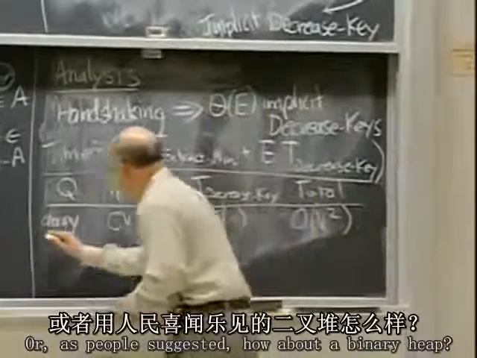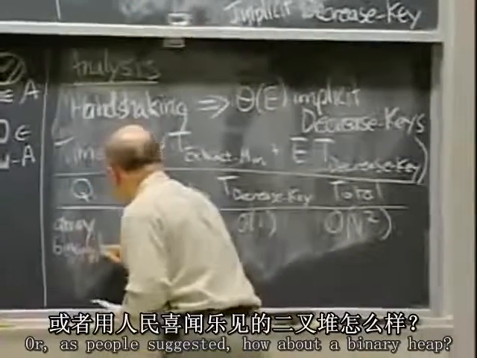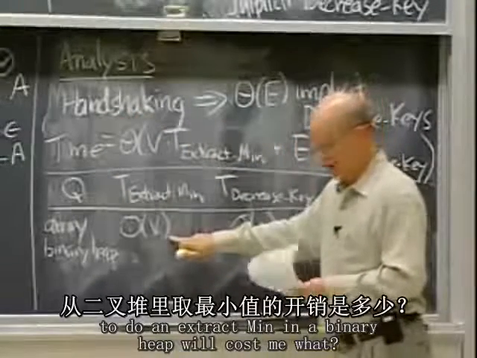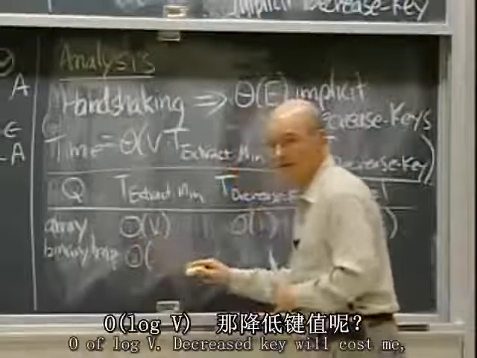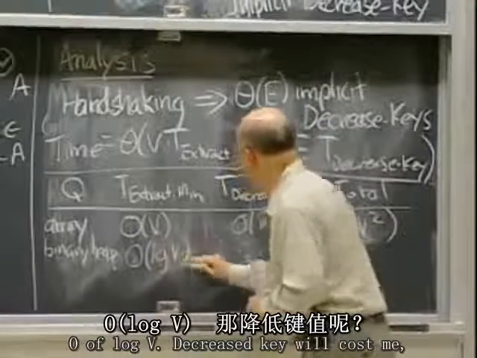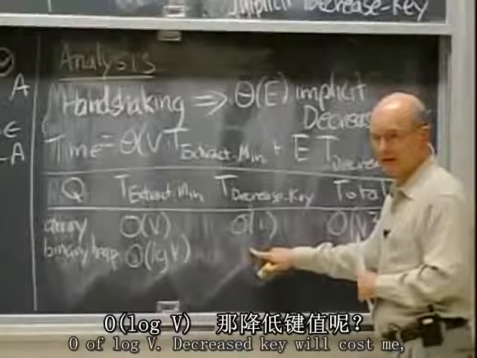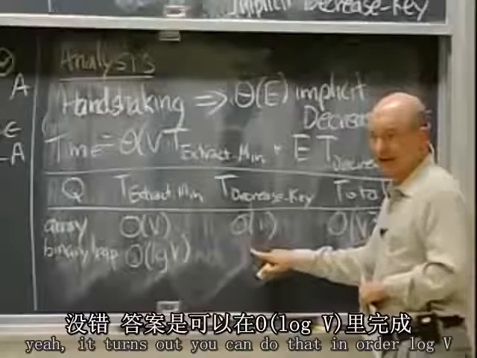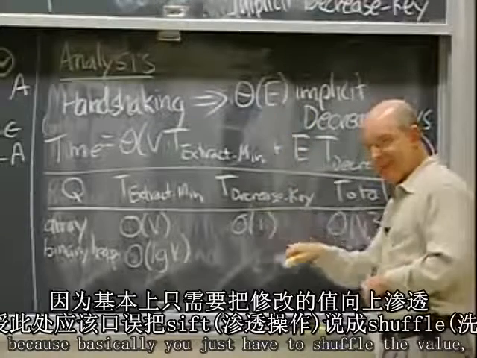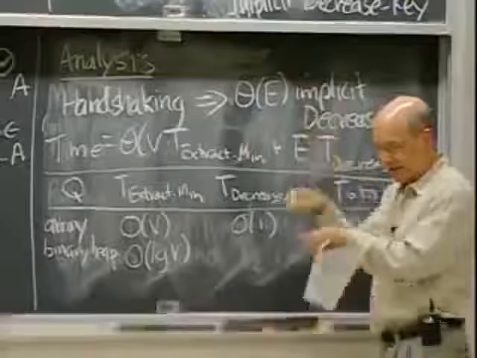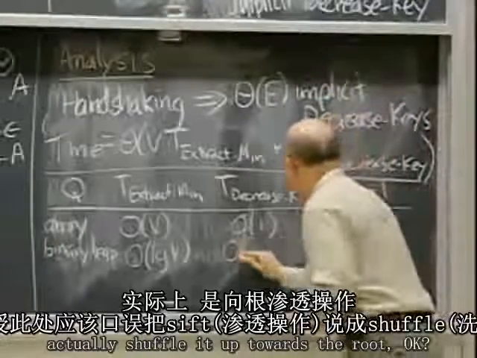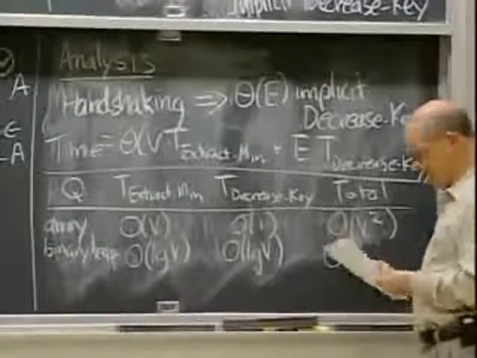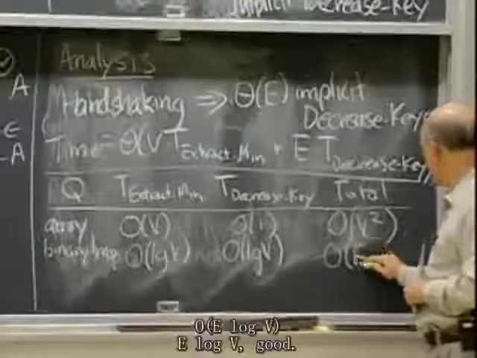Or, as people suggested, how about a binary heap? To do an extract min in a binary heap will cost me what? O of log V. Decrease key will cost me, it turns out you can do that in order log V, because basically you just have to shuffle the value, actually shuffle it up towards the root. Or log V. And the total cost, therefore, is E log V. Good.